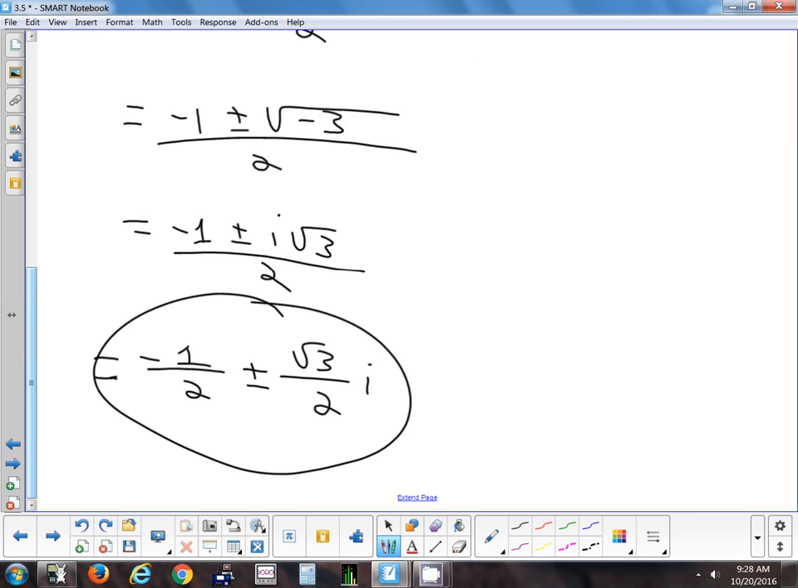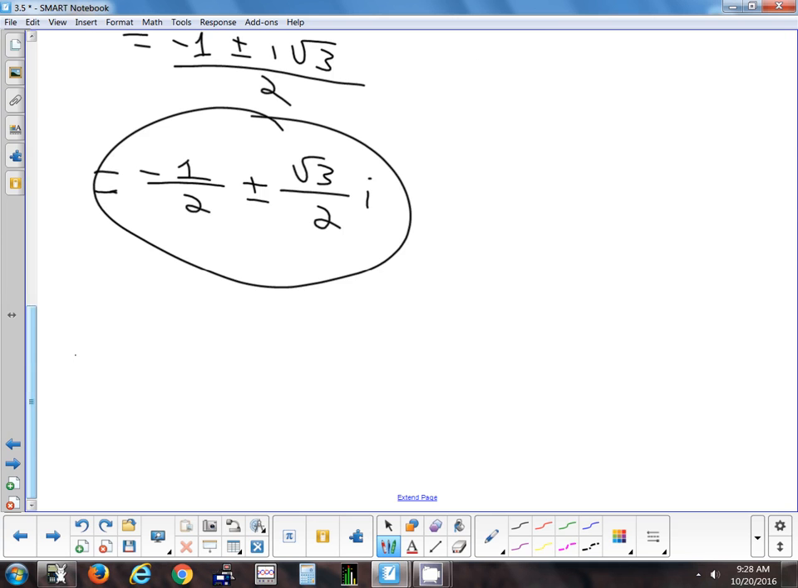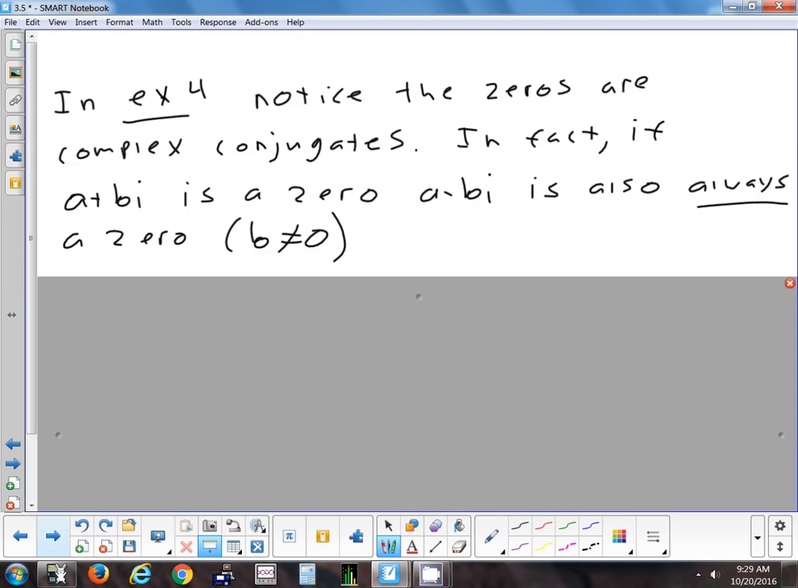Now, if I write these two numbers out, what's the relationship between them? Negative 1/2 plus root 3 over 2i, and negative 1/2 minus root 3 over 2i. What's the connection? There's a name when you do what I just did right there. These are conjugates. So in example 4, the two roots that you just got are conjugates.